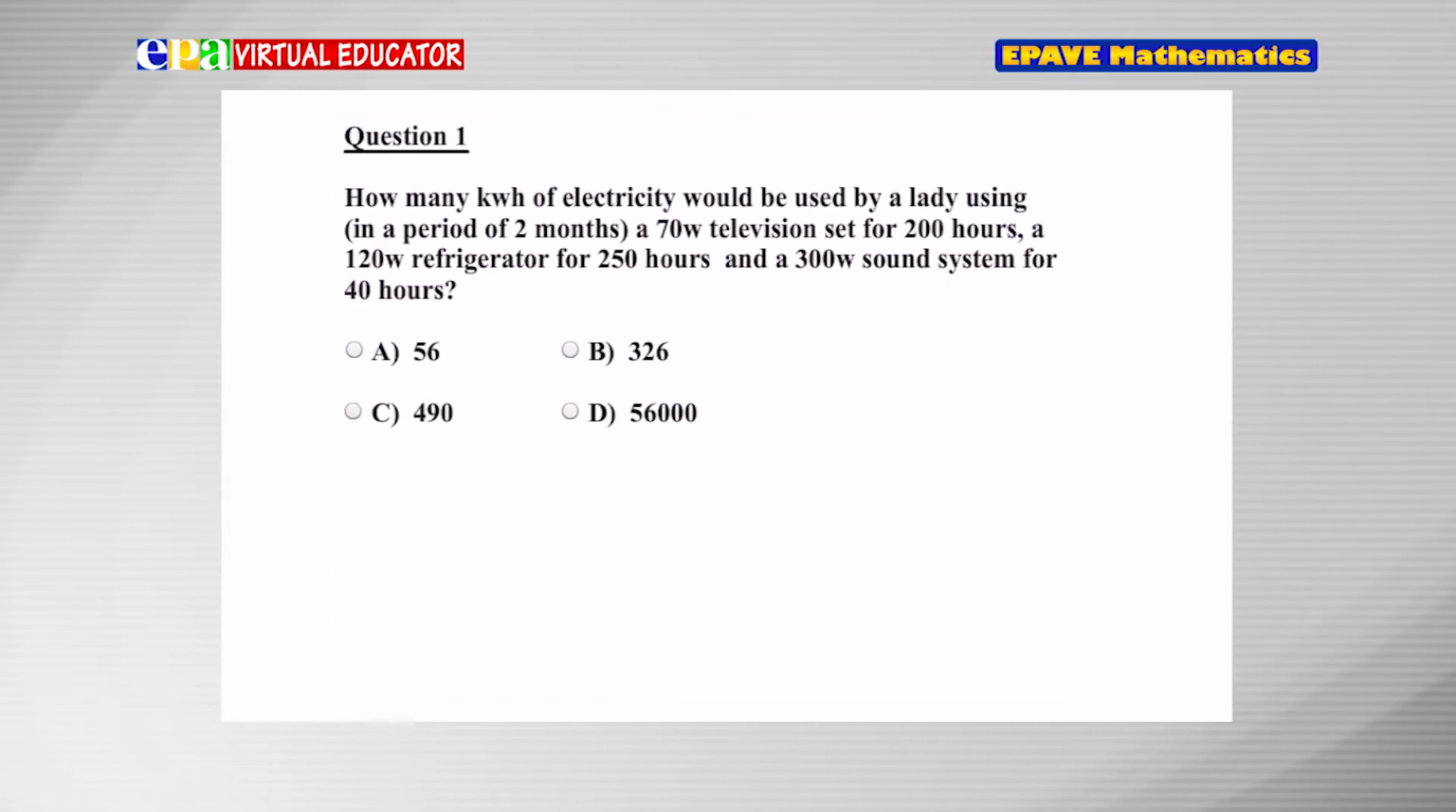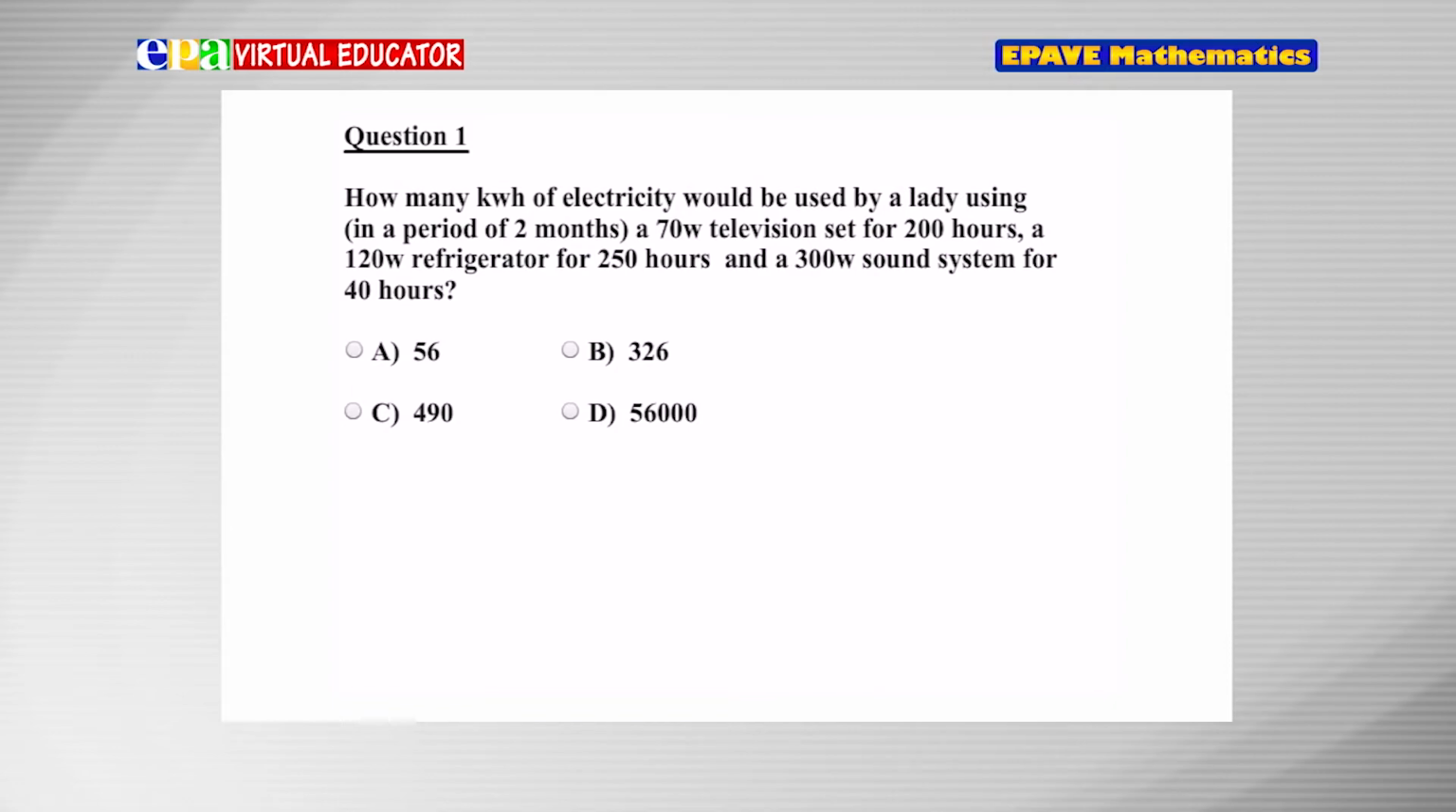How many kilowatt hours of electricity would be used by a lady using, in a period of 2 months, a 70-watt television set for 200 hours, a 120-watt refrigerator for 250 hours, and a 300-watt sound system for 40 hours? A, B, C, or D?